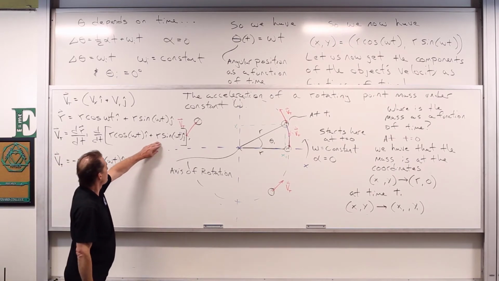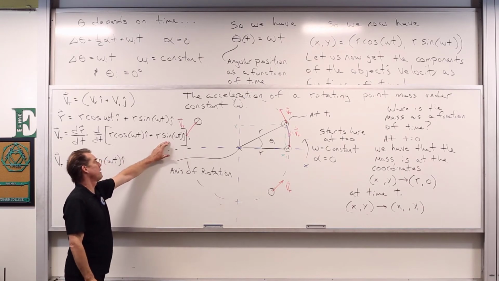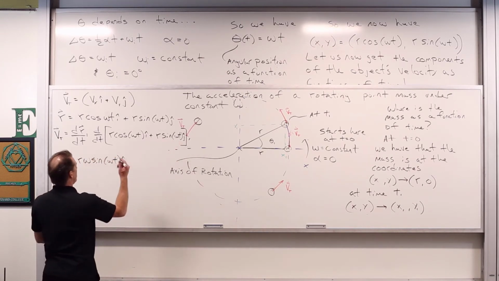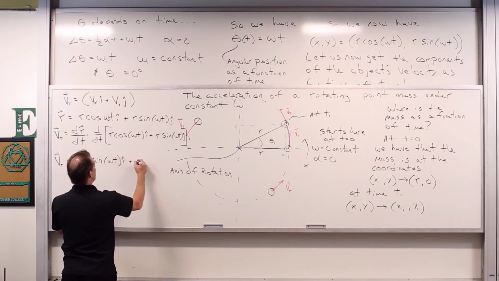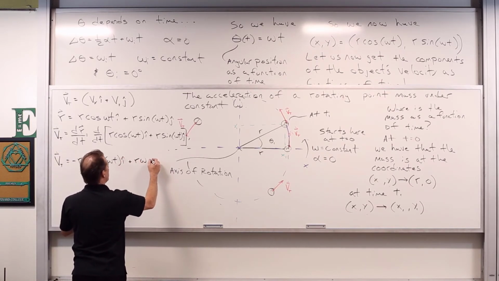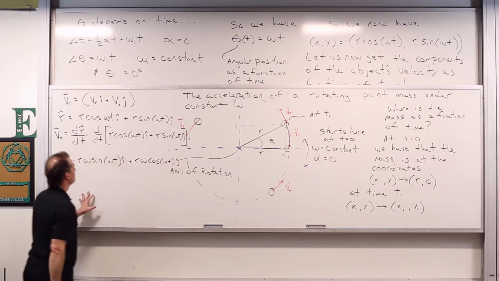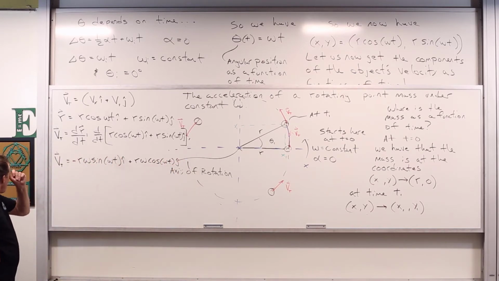And then we've got this portion right here. We've got the derivative of sine as cosine. We've got the derivative of omega t as omega. And we get a plus r omega cosine of omega t j hat. So there is our velocity vector written in unit vector notation as a function of time.